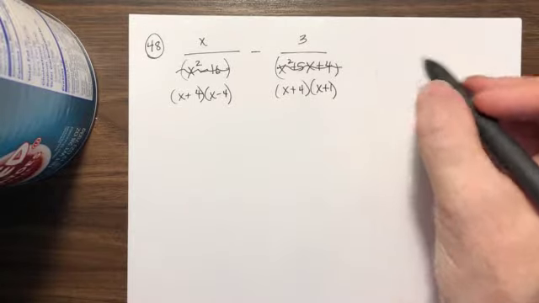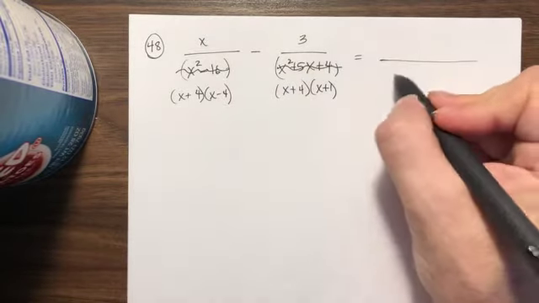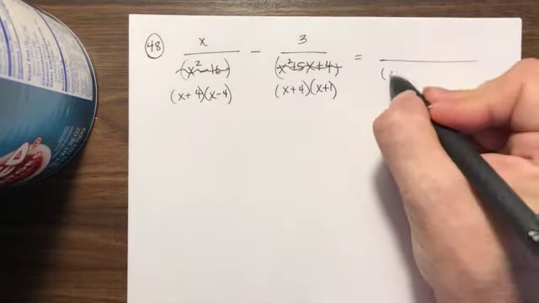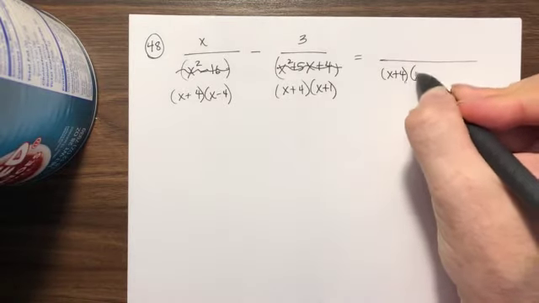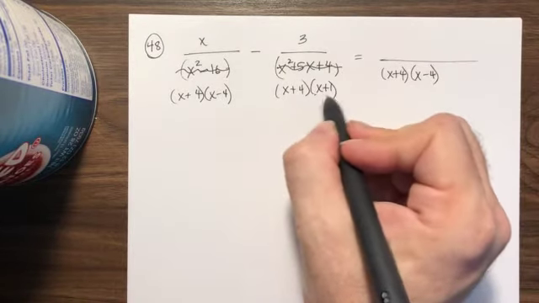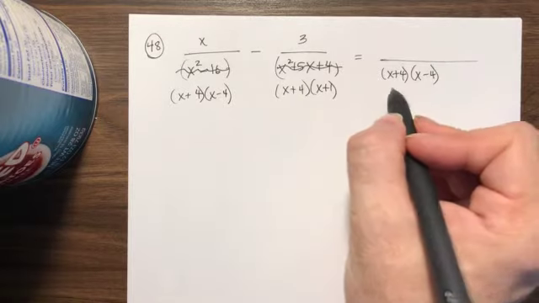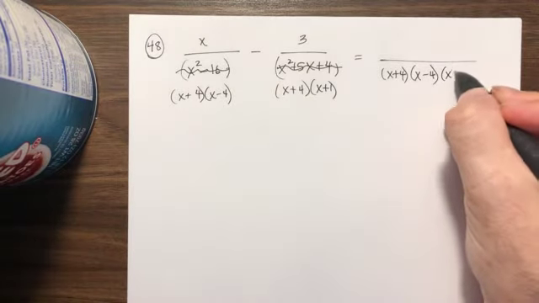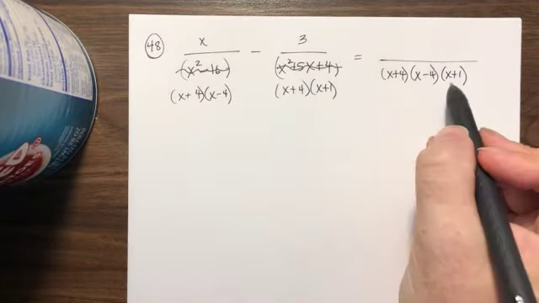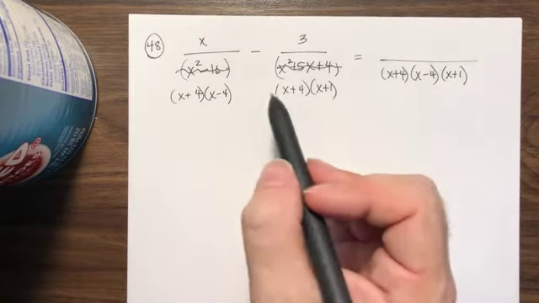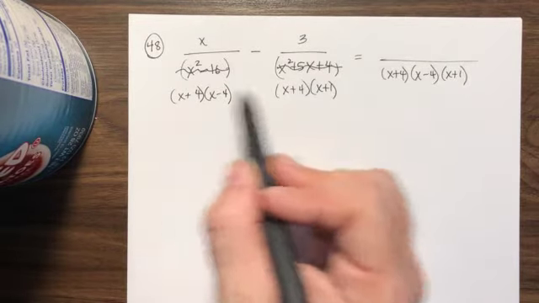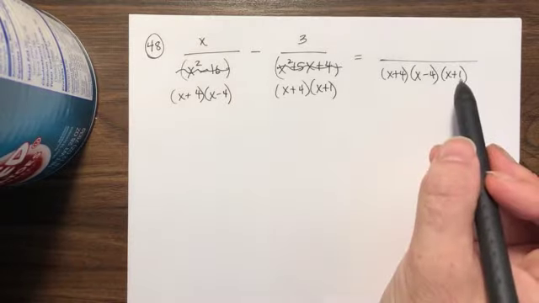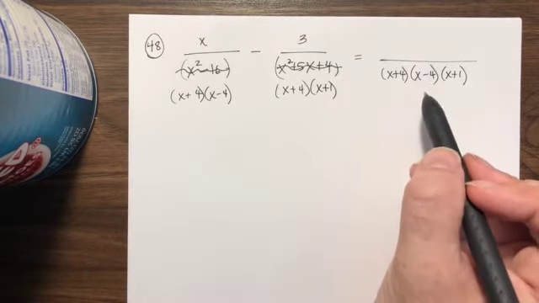All right, so the LCD, the new denominator, is going to be everything from the first one, so x plus 4, x minus 4, and then anything new from the second one. So x plus 4 is already there, but x plus 1 needs to get put in there. All right, there's your LCD. And that's the way it goes when you factor everything from the first one and then anything new in the second one. All go together, being multiplied.